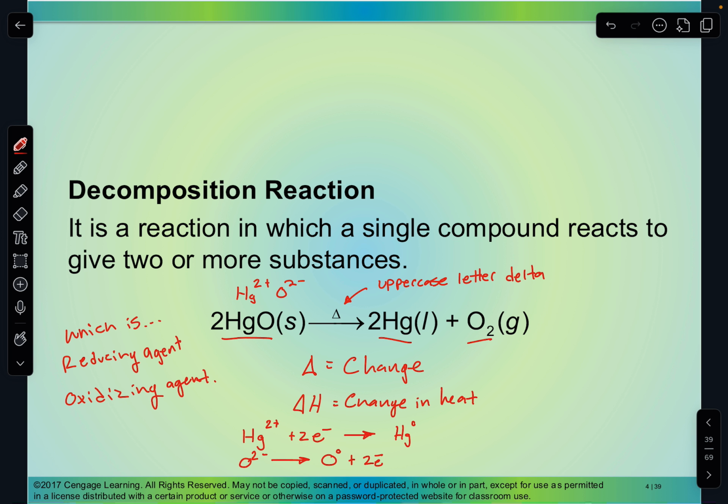And so if you have something that is going to lower the positive charge or raise it. So we have LEO. Lose electrons is oxidized. So this one was oxidized, which means it is the reducing agent. Which means that this one must have been reduced, which means it is the oxidizing agent.